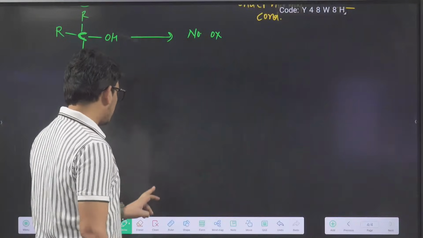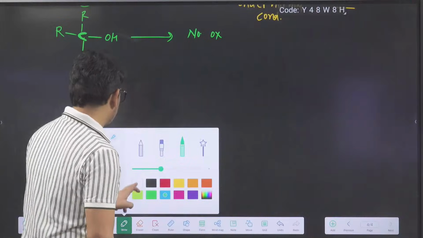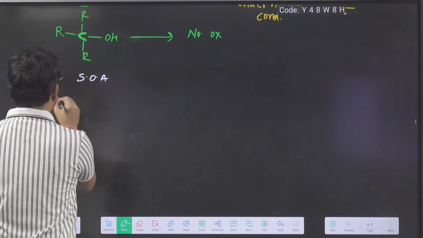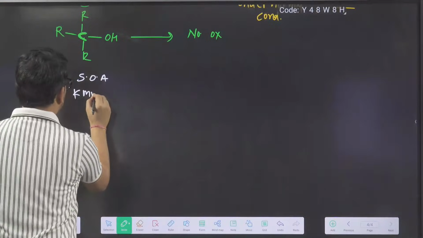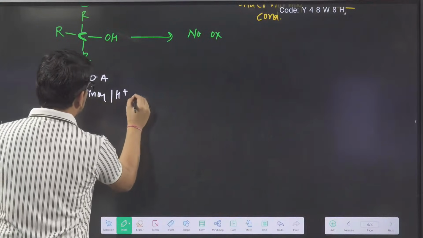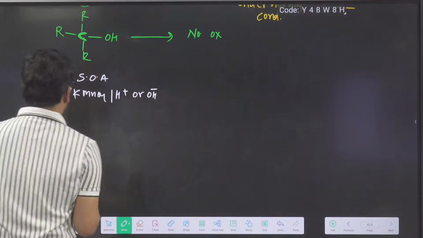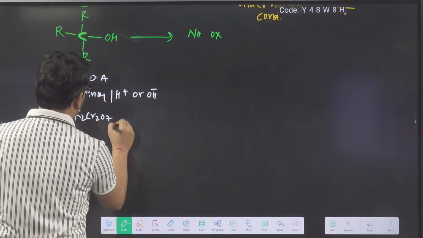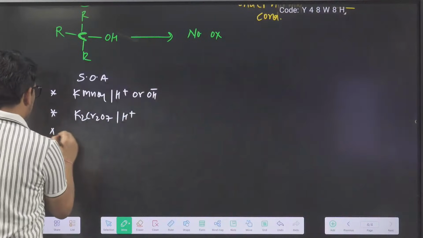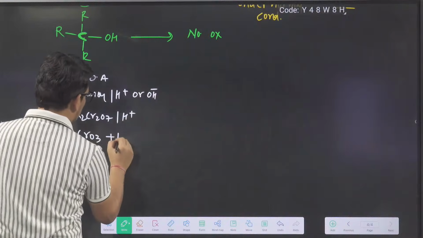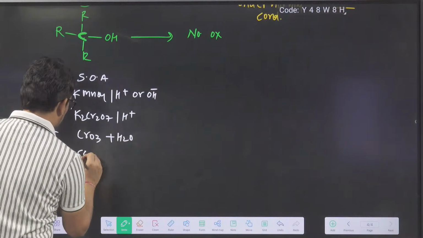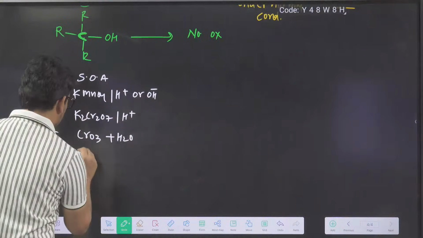Look here. Strong oxidizing agents. First, KMnO4, either in acidic or basic medium. Then K2Cr2O7, only in acidic medium. Then CrO3 plus H2O. Then H2CrO4, which is named chromic acid.